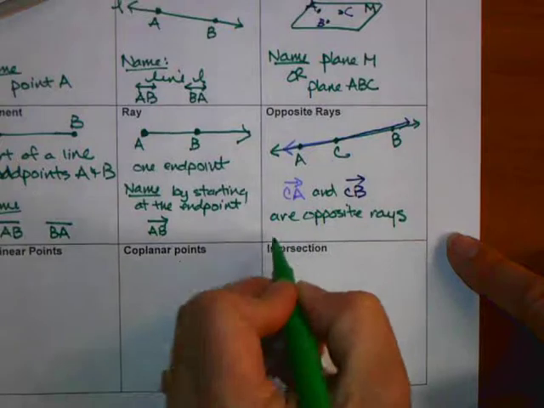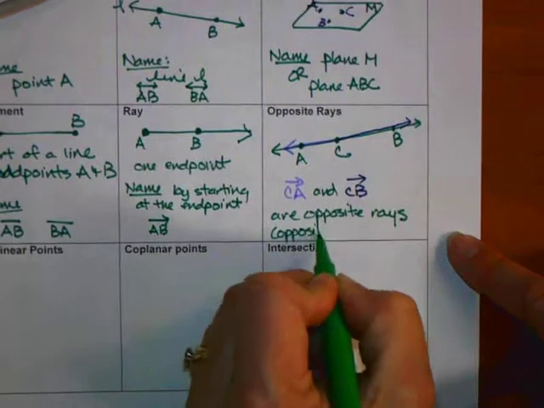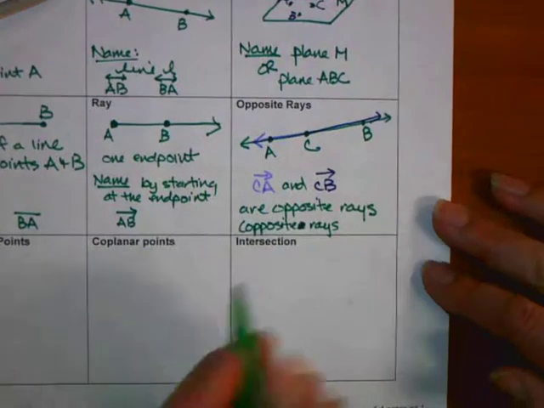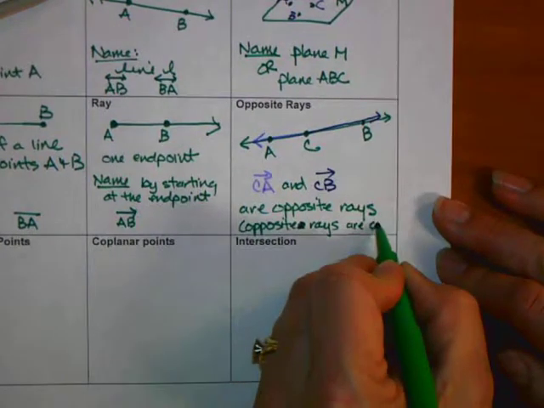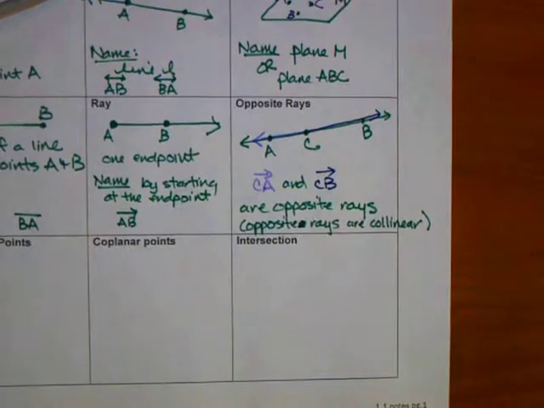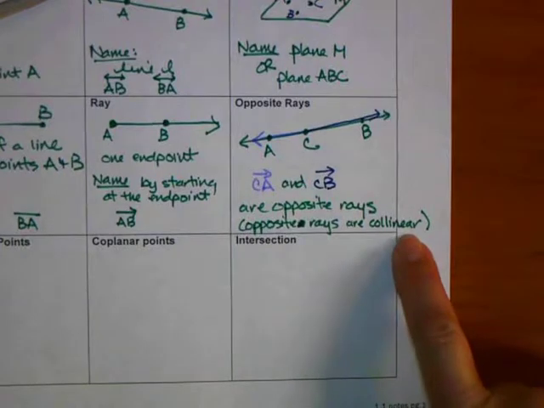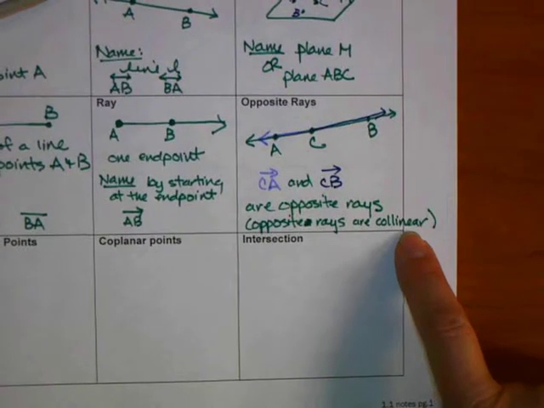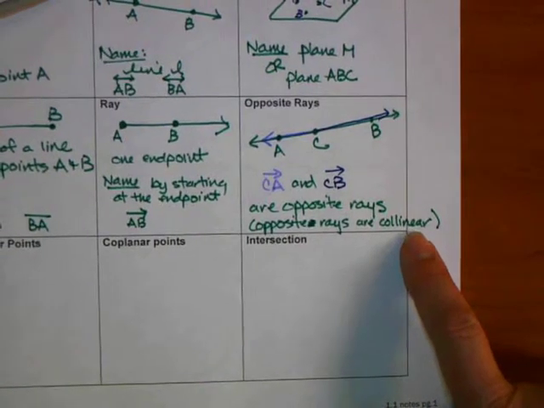And then here's a new word. Opposite rays are collinear. Opposite rays are collinear. So you're learning a bunch of geometry terms today. What does collinear mean, do you think? What word is in there that you recognize? Linear, which means line. What do you think collinear means? On the same line, basically. On the same line, okay?